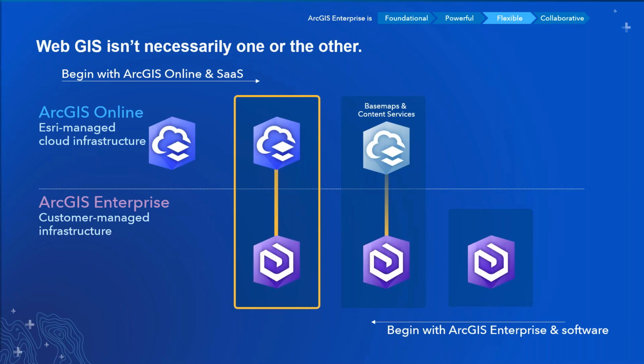But then you might begin with ArcGIS Enterprise and software, and then connect your enterprise to those base maps and content services. And then finally, you might have a full collaboration between your ArcGIS Online and your ArcGIS Enterprise accounts.